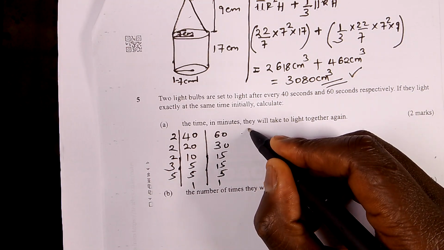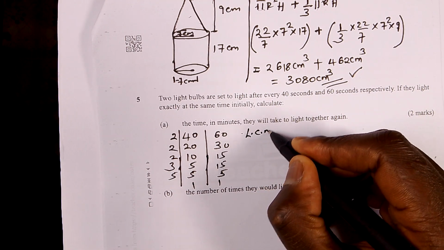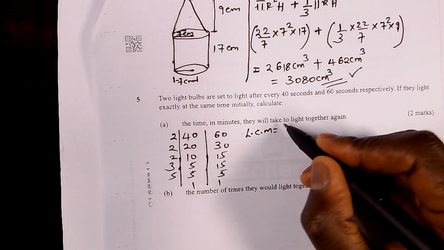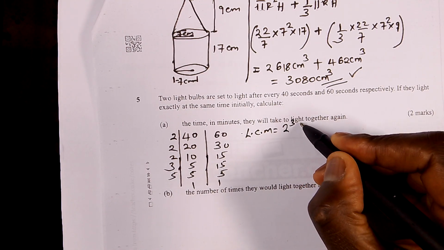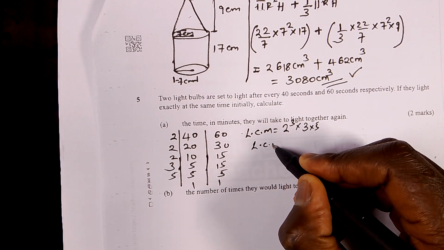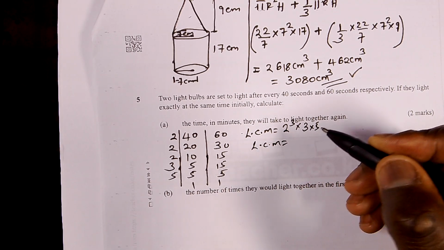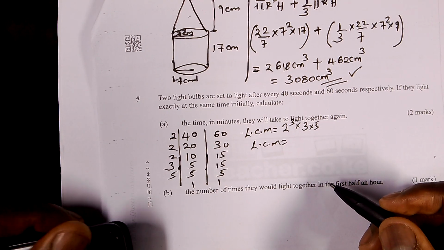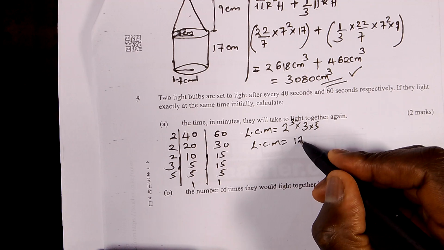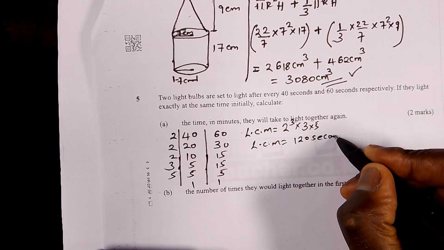So the minimum time possible for our light bulbs to light again will be 2 cubed multiplied by 3 multiplied by 5. So our LCM will be equal to 2 cubed is 8, 8 times 3 is 24, 24 multiplied by 5 is equal to 120 seconds.